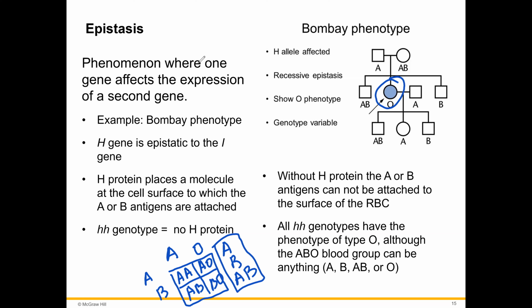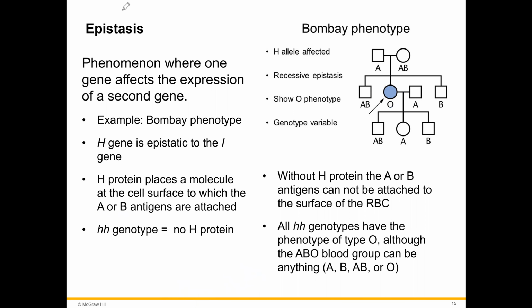It's another allele that affects the expression of alleles A and B, and if a child has the little h genotype, then the phenotype is always going to be type O. So you can be genotype A, B, or AB, you're still going to be phenotype O, because what this gene does is it allows the antigens A and B to be attached to the blood cells.